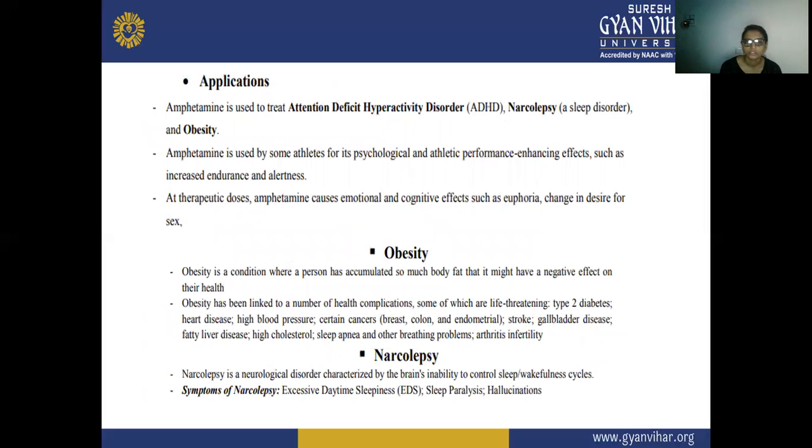The uses of this: amphetamine is used to treat ADHD, that is attention deficit hyperactivity disorder, narcolepsy, the sleep disorder, and obesity. It is used by some athletes for its physiological and athletic performance enhancing effects such as increased endurance and alertness. At therapeutic doses, amphetamine causes emotional and cognitive effects such as euphoria and change in desire for sex.